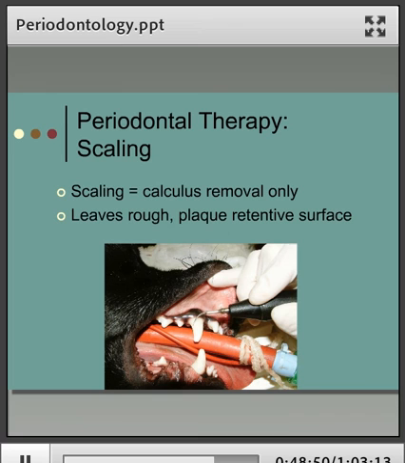So the scaling is going to remove calculus and break up the biofilm. So that's fine. Both jobs are useful, but unfortunately it does scratch the tooth surface, and we have to minimize this, but it is going to do it, and therefore the tooth surface is left a little bit plaque retentive. It's a little bit rough. The best tooth is the tooth that's only ever seen the bristles of a brush, of course. So we know that we're going to make a rough surface, so we only scale where we need to, i.e. where there actually is calculus, and we try and be careful while we do it.